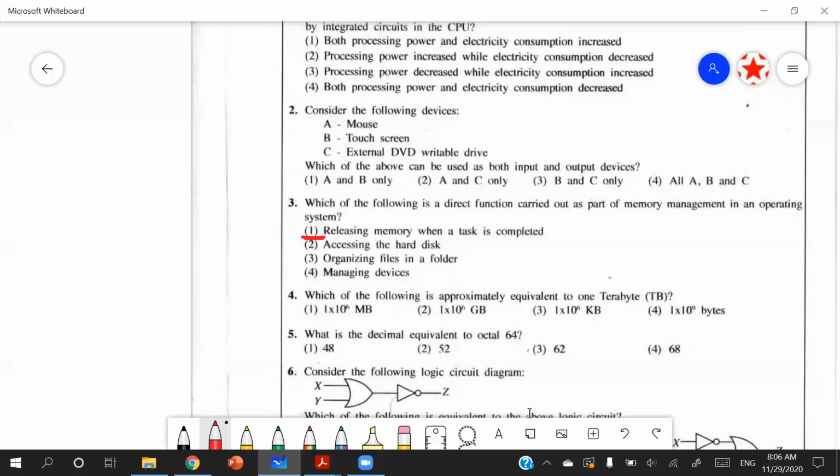So those kind of things are done in the memory management part by the operating system. Then in the fourth one, they are asking which of the following is approximately equivalent to 1 TB. They are saying approximately equivalent, right? So now here they are saying the things in 10 to the powers, right?